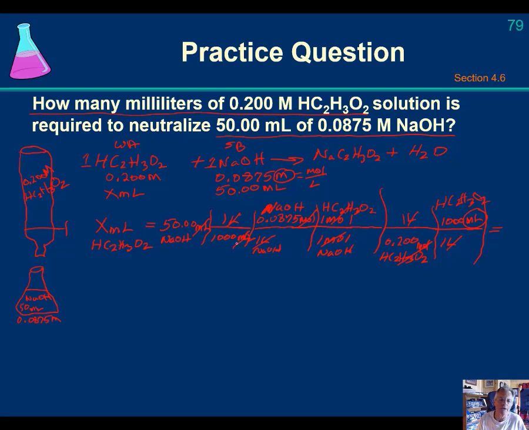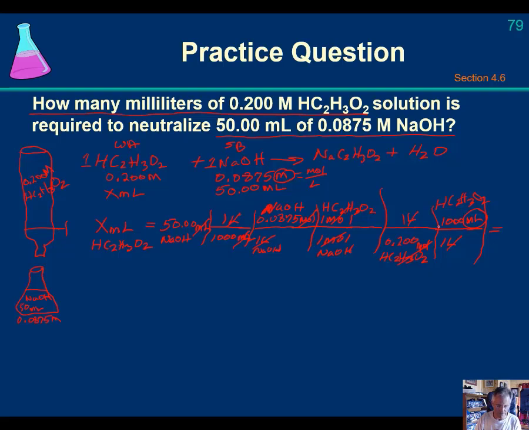Now you'll note in putting in your calculator, you've got 1,000 milliliters of sodium hydroxide down here in the denominator and 1,000 milliliters of acetic acid up here in the numerator. Mathematically, those two would just cancel each other, so you don't need to put that in your calculator. You can, but it's unnecessary. You can just multiply 50 times 0.0875 divided by 0.2, and that's all it's going to take to get the answer.